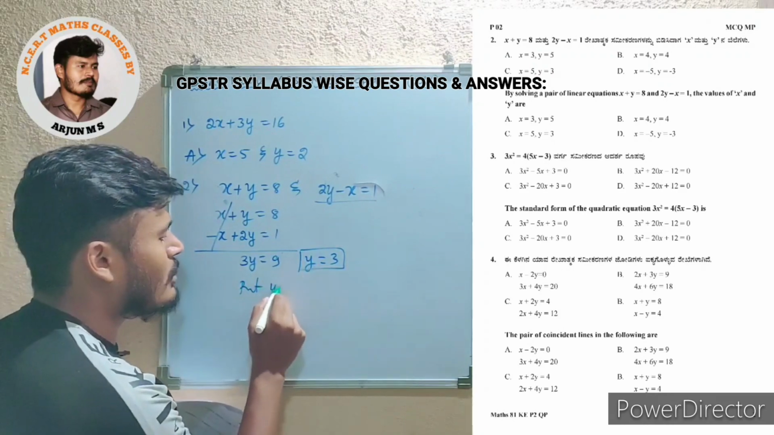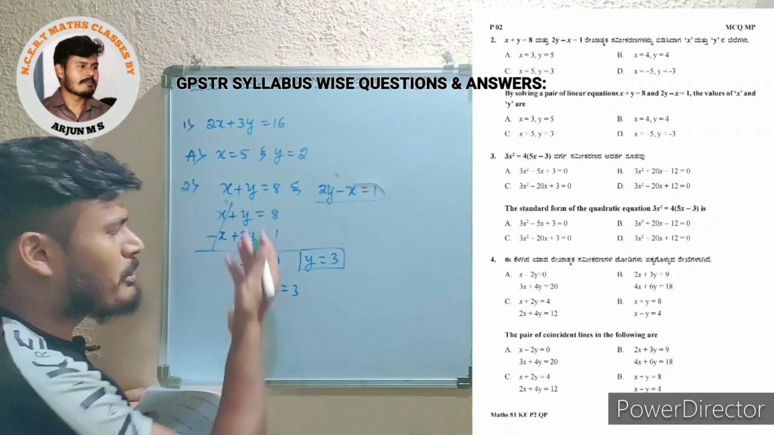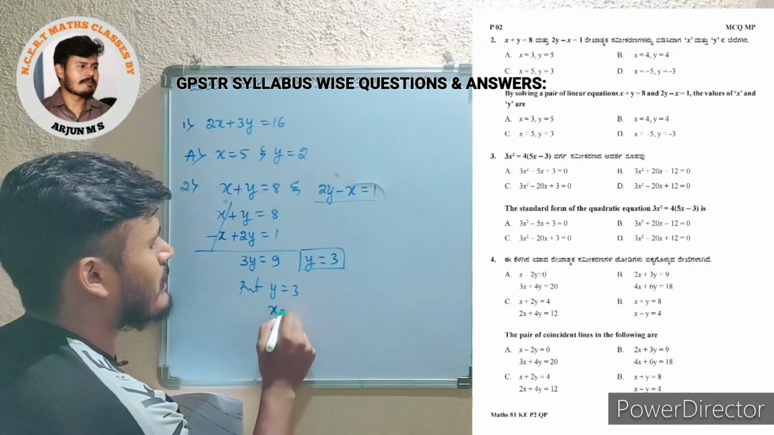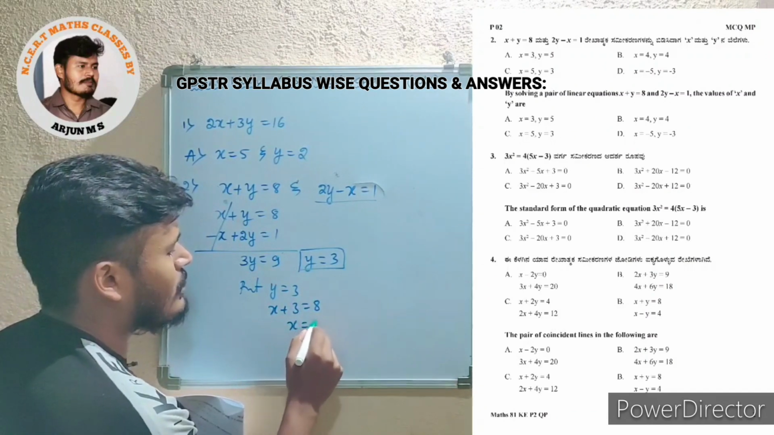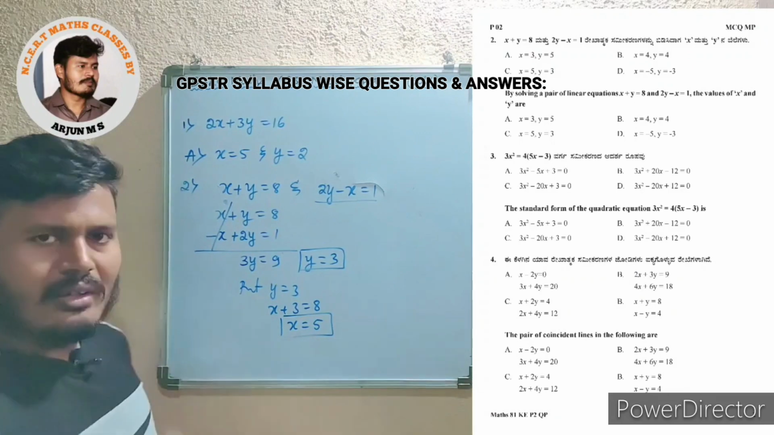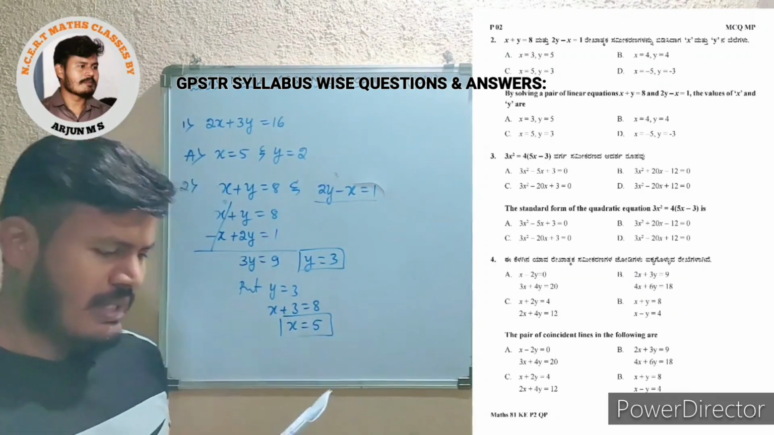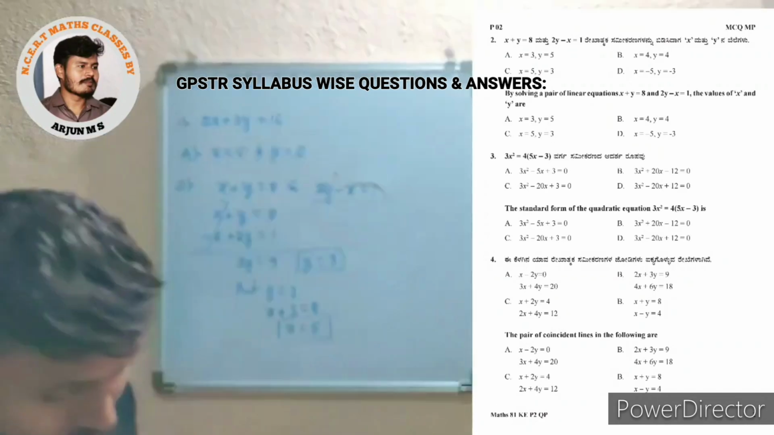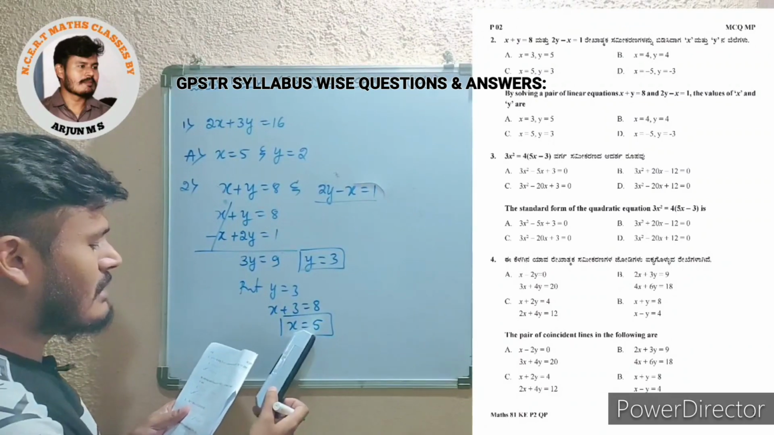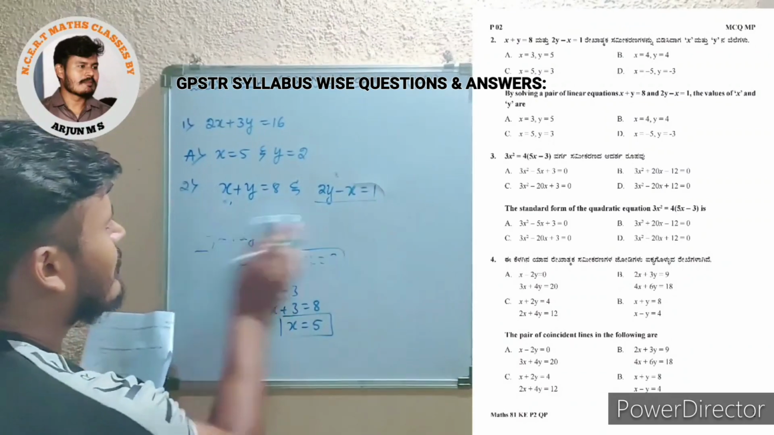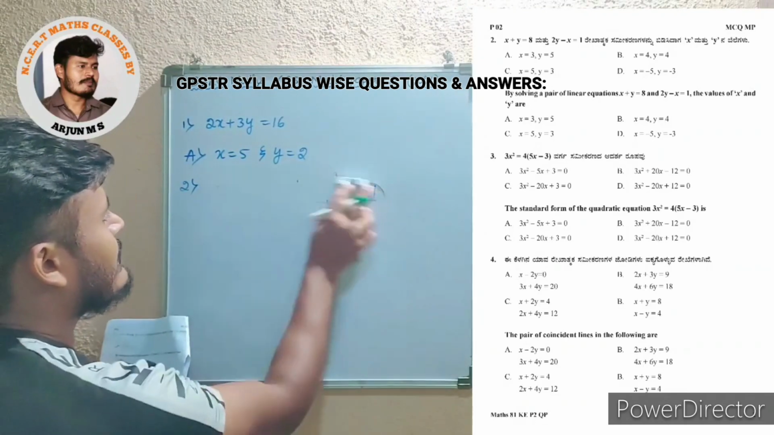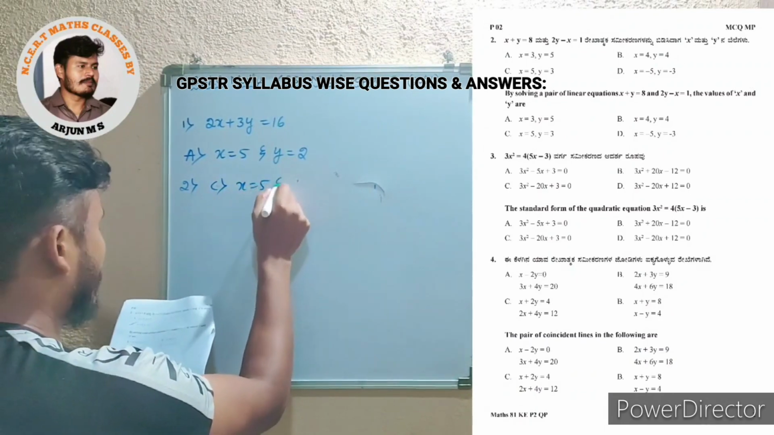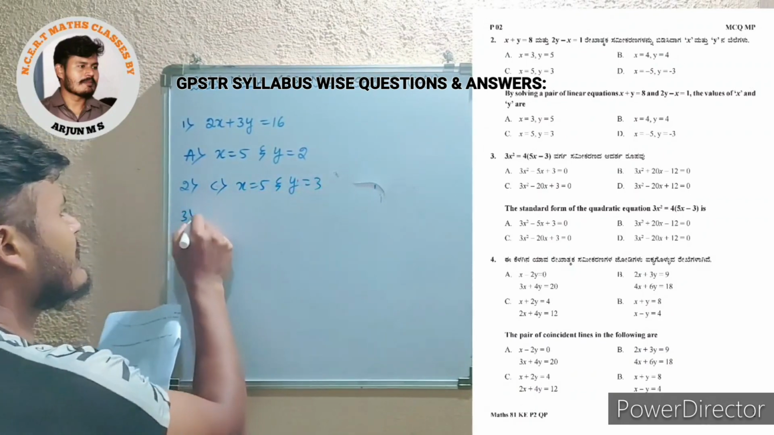Then put y is equal to 3 in any equation. You can put it in any equation. I am going to apply it in the first equation. We get x plus 3 is equal to 8. Then x is equal to 5, because 8 minus 3 is equal to 5. So for the answer, you just observe and identify it in the options below. Option C is correct, because in that option they have given x is equal to 5 and y is equal to 3. Therefore here option C is the correct answer. So option C, x is equal to 5 and y is equal to 3, is the answer for the second question.